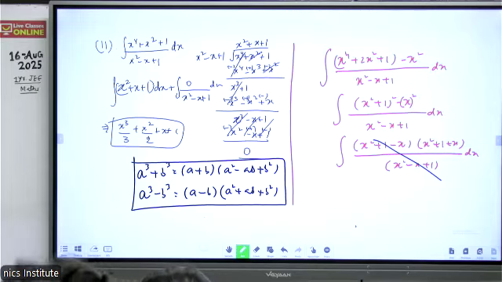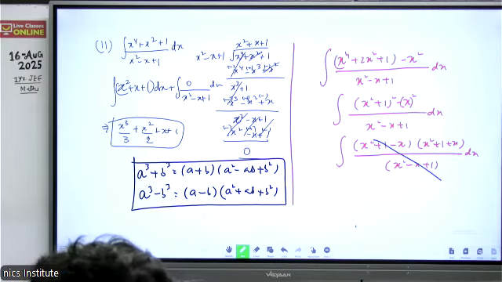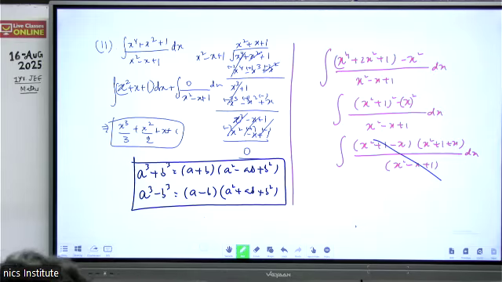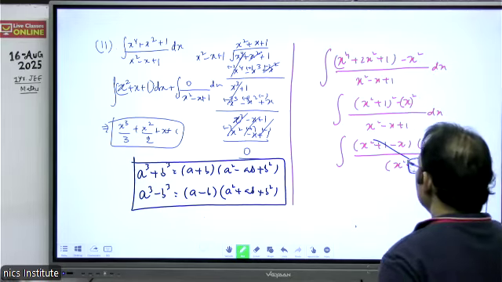x cube plus 8. अच्छा, long division also. मैंने इसको different method से किया, देख लो, adding x square. So x cube plus 8, you can write x cube plus 2 cube.